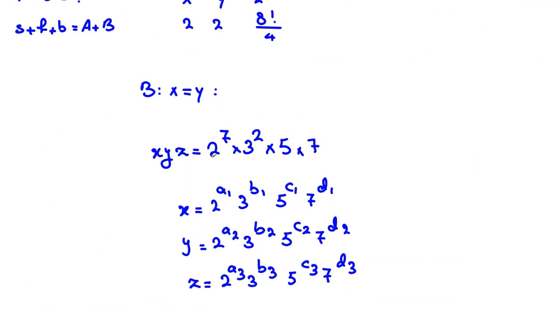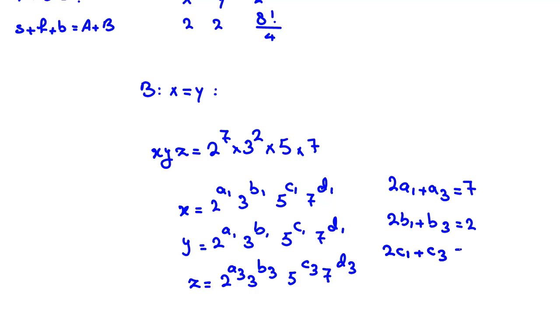We know that x and y are equal, so here we can write all these things and a as a1, b1, c1, d1. Okay. So we can say 2a1 plus a3 equal to what? 7. 2b1 plus b3 equal to what? 2. 2c1 plus c3 equal to 1. 2d1 plus d3 equal to 1. Okay. Now for this one, how many cases are there? Look, if you determine d1, then d3 will be determined.